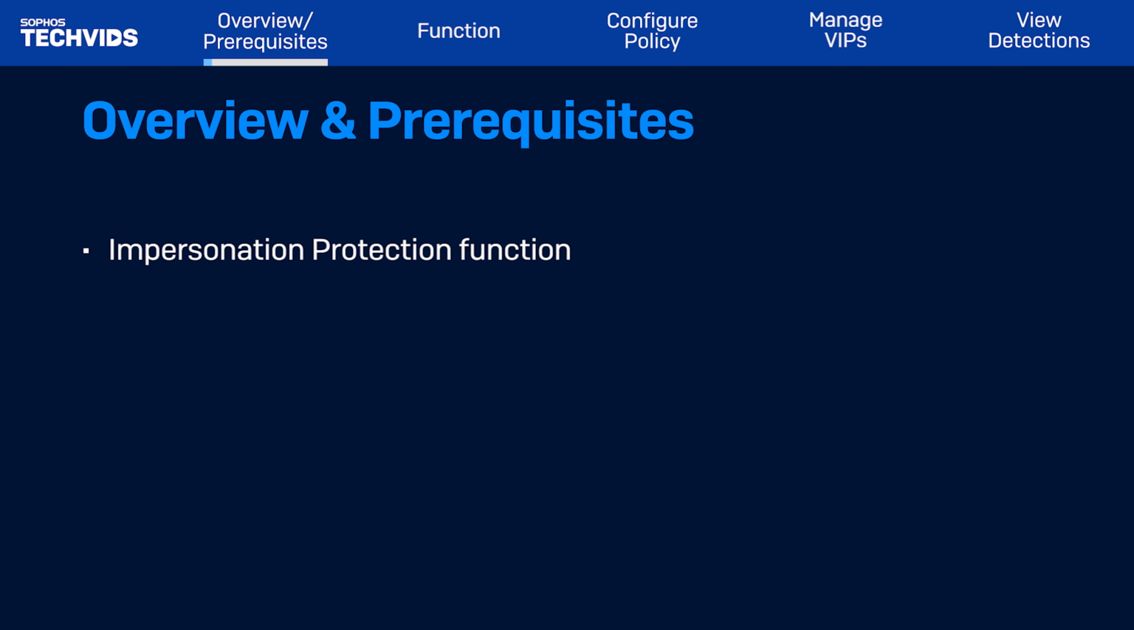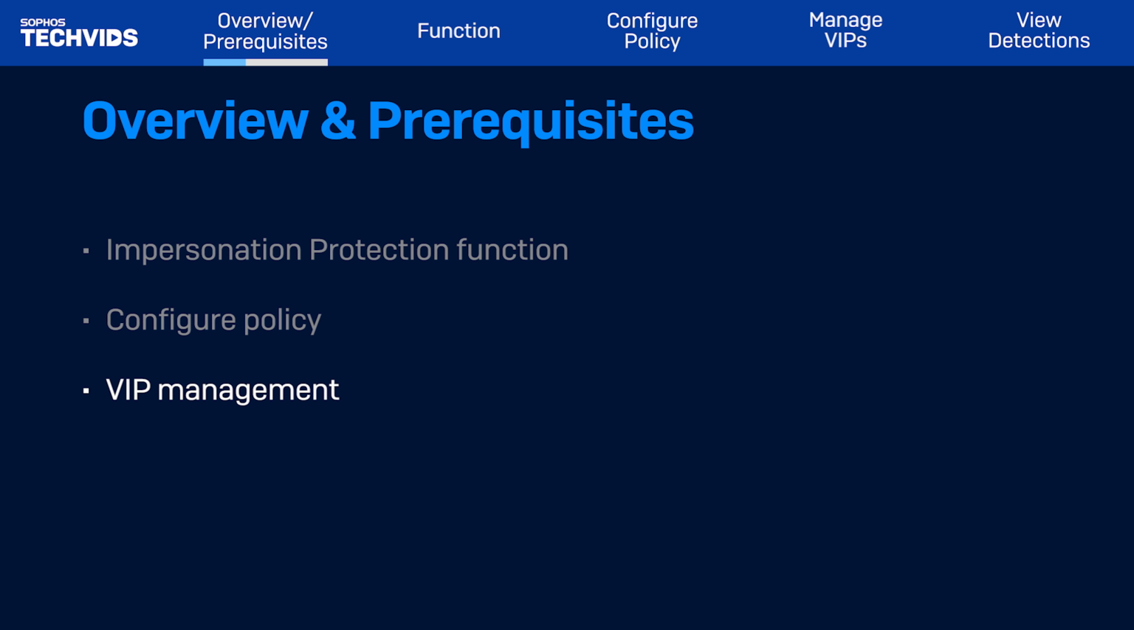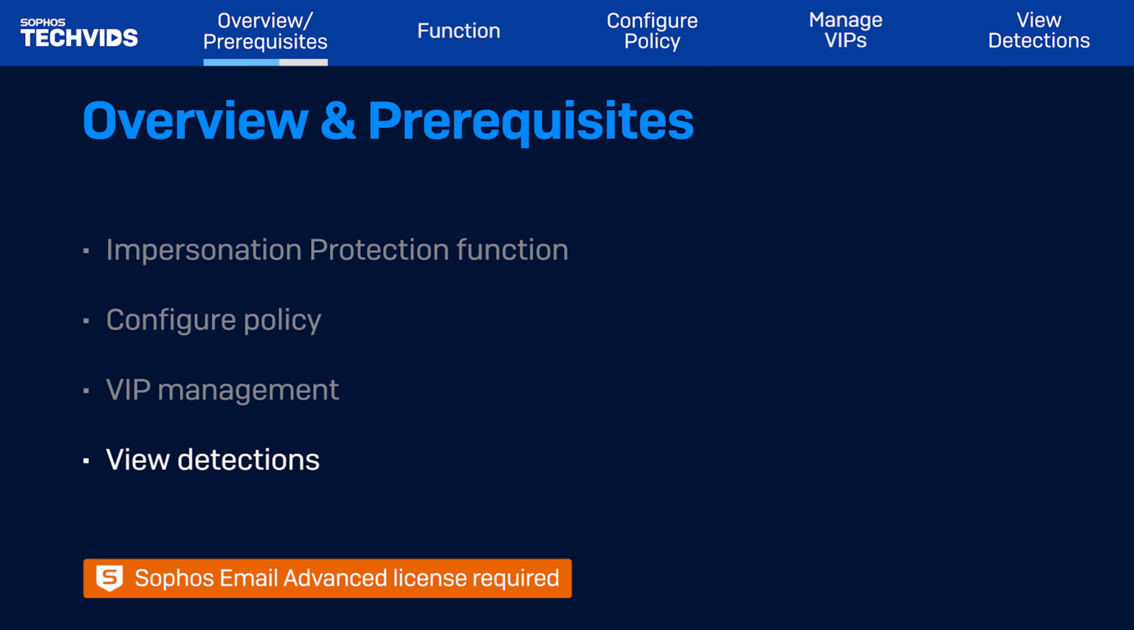Today I'll cover this feature's function and how to configure the policy, how to manage your VIPs, and lastly, I'll show you where to view detection entries. Before starting, note that impersonation protection is only available with a Sophos Email Advanced license.